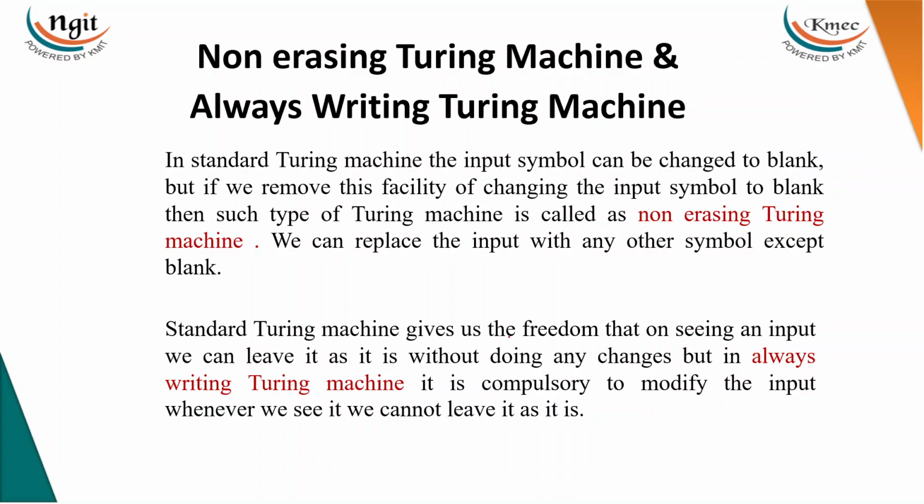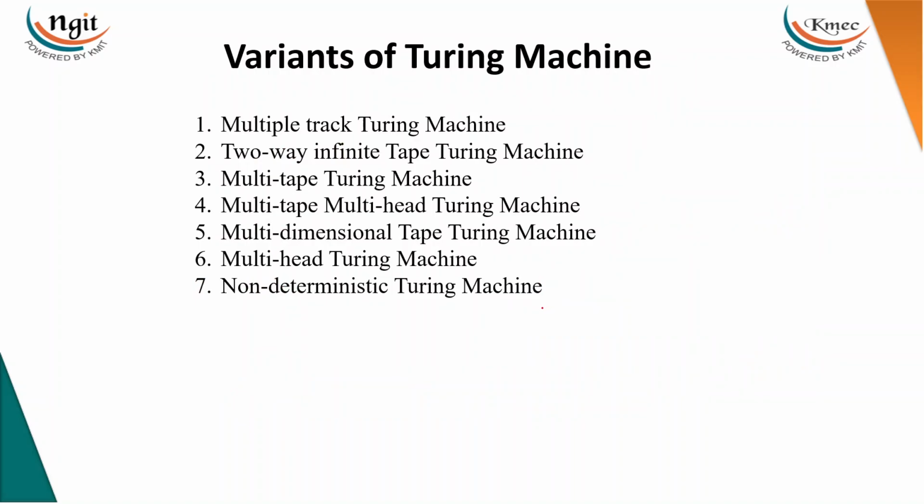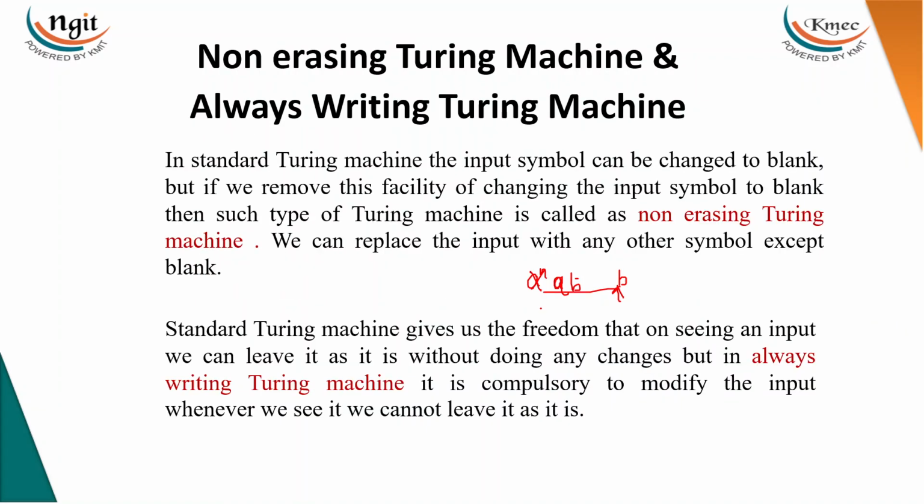And the last one is the always-writing Turing machine. Sometimes we leave the input symbol without making any changes, like we discussed in A power n, B power n. After changing A to X, we search for B, and until B, we do nothing with the middle symbols. But if it is always writing, you have to do something here. If it is A, change it to A again. If it is B, change it to B again. Doing nothing is not allowed. Such machines are always-writing Turing machines. These are the modifications we can make to Turing machines.